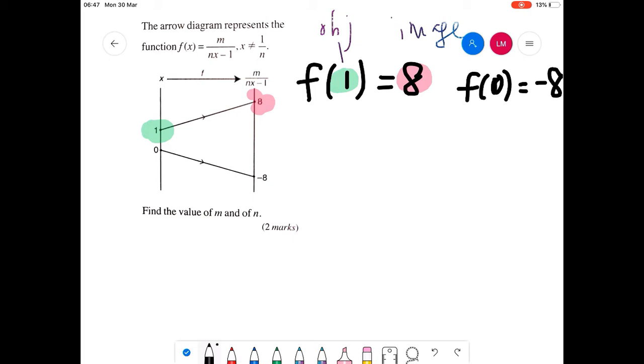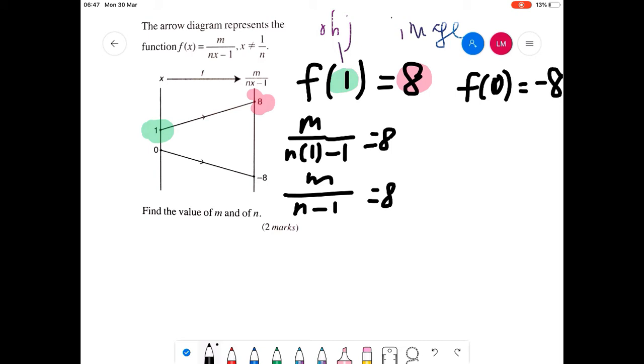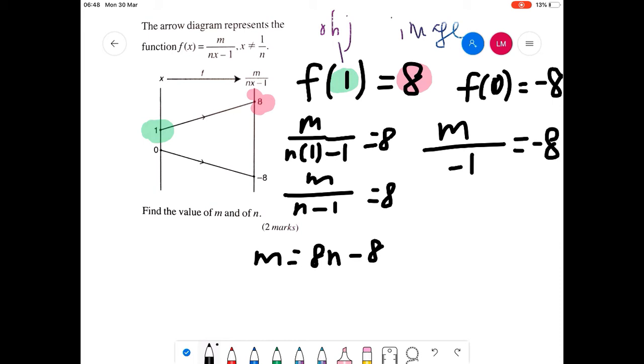Okay, f(1) means you substitute 1 into the function, so it will be m over (n times 1 minus 1) equal to 8. Okay, so m over (n minus 1) equal to 8. Okay, we bring to the other side, m will be equal to 8n minus 8. Okay, so we have to stop here because we are unable to continue. Alright, now f(0) is m over, when 0 times n, you will get 0, so m over negative 1 equal to negative 8. So your m, you will be getting 8.